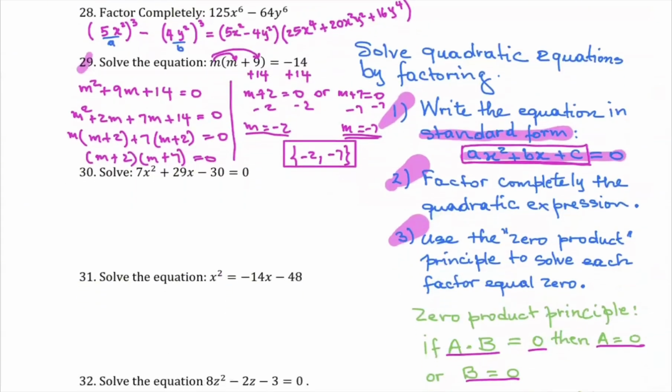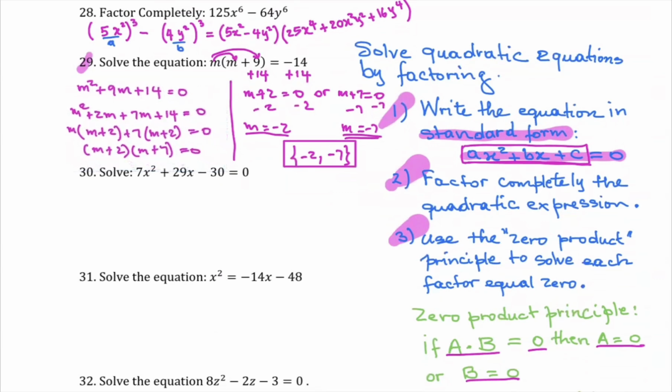So let's go with the next example. It's already in standard form, so we can just factor and then solve by factoring. Factor and then use the zero product principle. So let's multiply -7 by -30. That is negative 7 times negative 30 is, let's see, what is it?